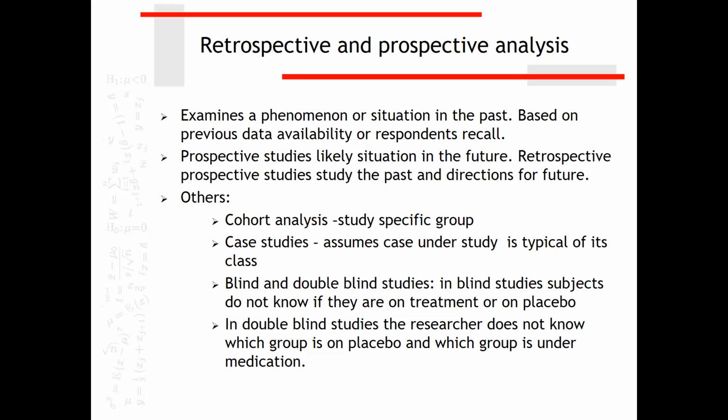So if you see the whole world of climate modeling, it is based on preparing a mathematical model of the future based on what has happened in the past, right? So prospective study design talks of what will be the future scenario depending on what has happened in the past. So the retrospective and prospective analysis is more or less driven by what has happened in the past and what is likely to happen in the future.